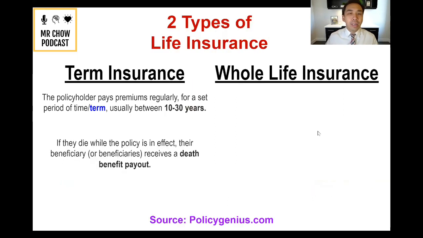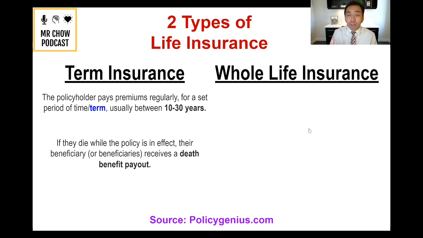Term insurance is usually for a specific term. So 10 years, 20 years, 25 years, or 30 years. You can even go higher than that, but the longest I've heard commonly is 30 years. So if they die while the policy is in effect, their beneficiary receives a death payout. Okay, so that's term. You lock it in for a specific amount of term.